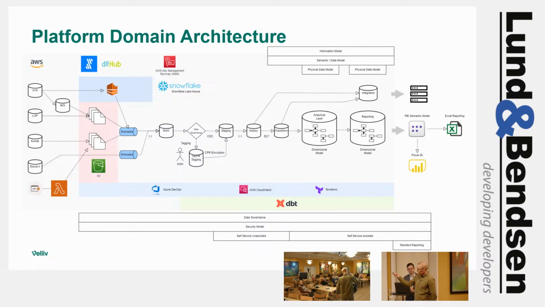We have Lambda functions running to fetch data from APIs today. They have the limitation that they can only run for 15 minutes. Then we get a lot of flat files that are staged to S3 before they are loaded into Snowflake. And then we are working on a solution that will stream data from our core pension system into Snowflake, probably using Kinesis.